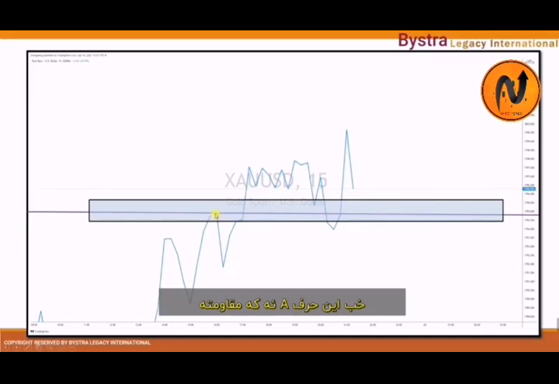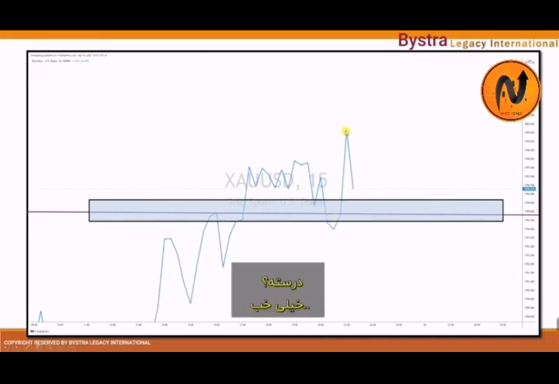So this is the capital letter A, which is the resistance, a sharp capital letter A, and this is the entry point, which is the drop base rally, isn't it? Okay. Then what should we do?